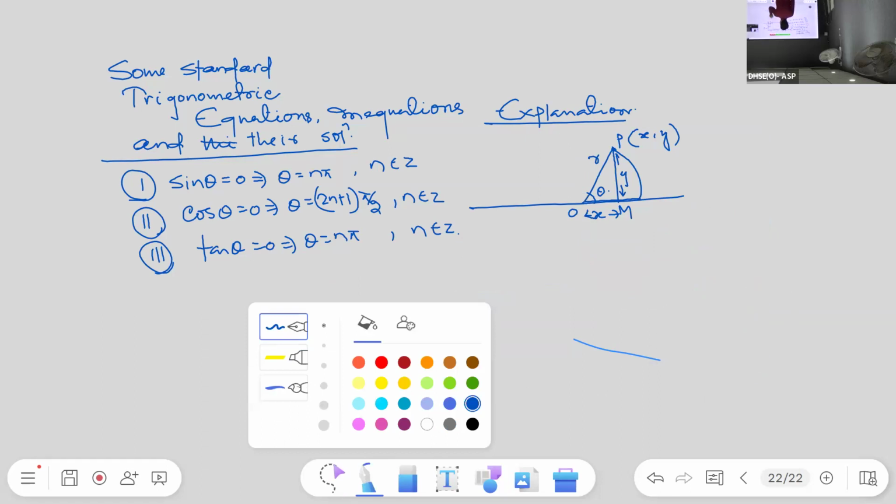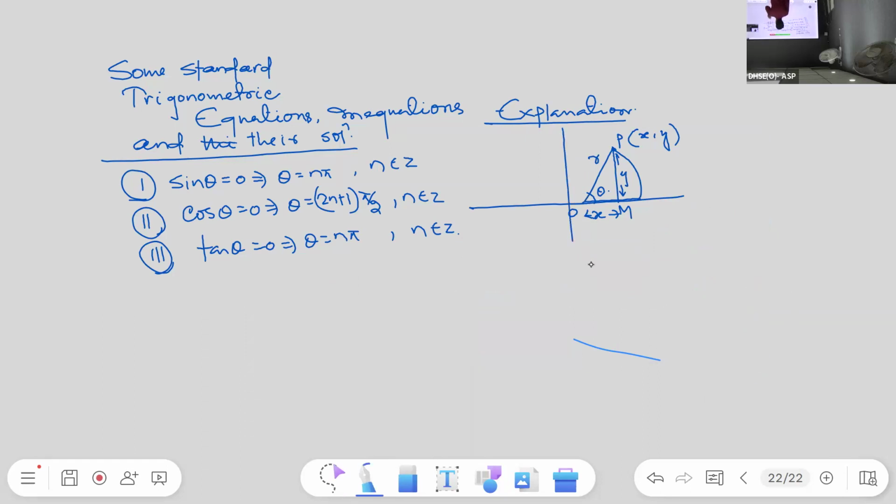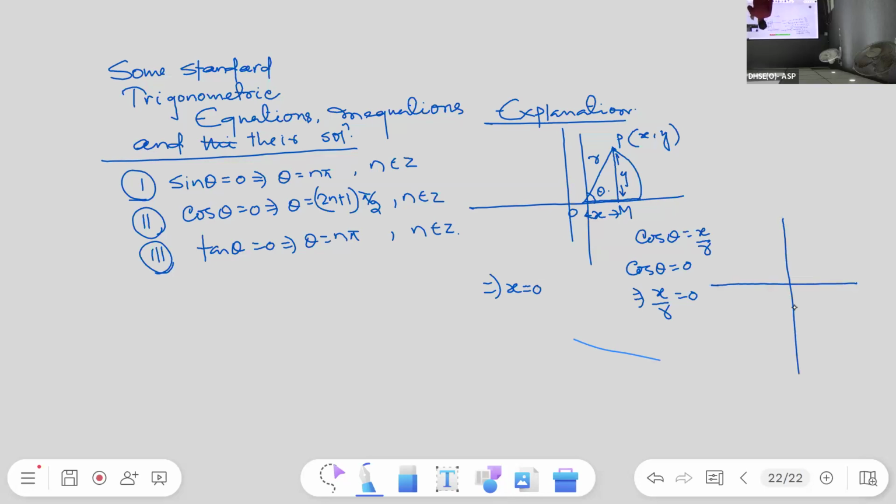From this triangle, it is clear that cos theta is equal to x upon r. Cos theta equal to 0 implies x upon r is equal to 0. This implies x is equal to 0. x equal to 0 means the point P is on the y-axis. It may be on the positive part of the y-axis or the negative part of the y-axis.